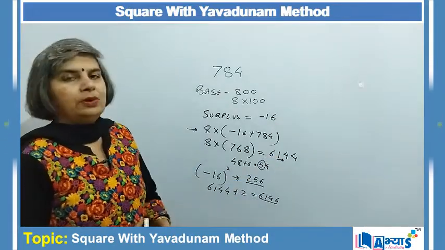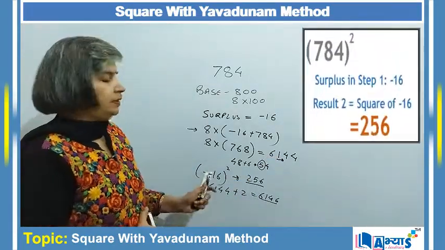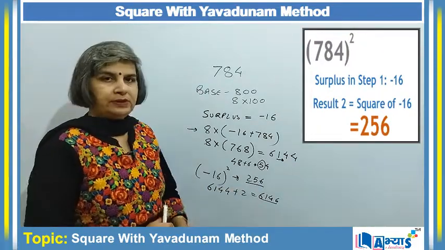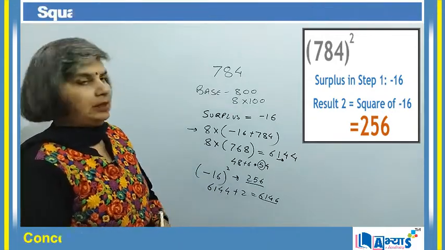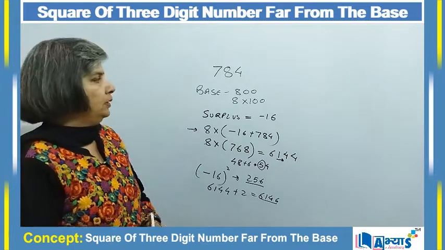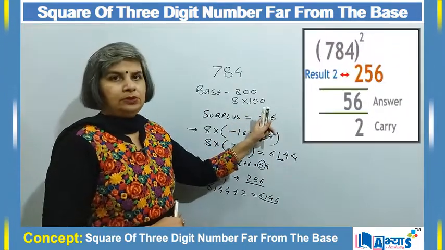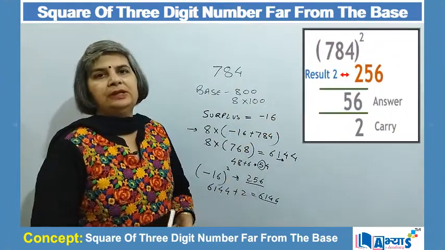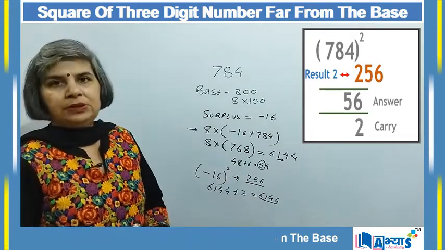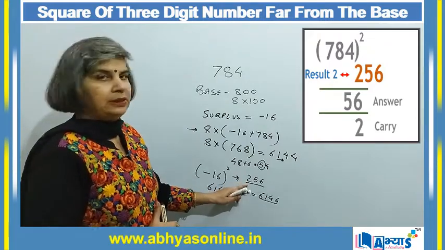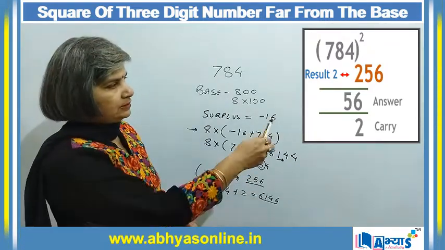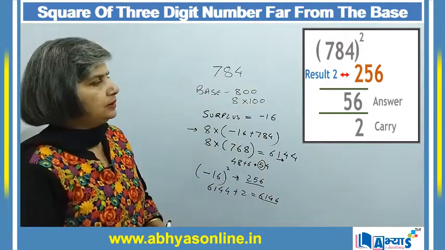In the result 2, I will find the square of minus 16, that is the square of the surplus. So it is 256. So now this is result 2. Now I am writing the answer, that is the square of the number. You see that in the base we have 2 zeros, so we will be prefixing 2 digits at a time in the answer. But we see that result 2 is a 3-digit number, so we will use the 2 as the carry, and 56 is prefixed in the answer. So 56 has been prefixed in the answer and 2 is the carry.